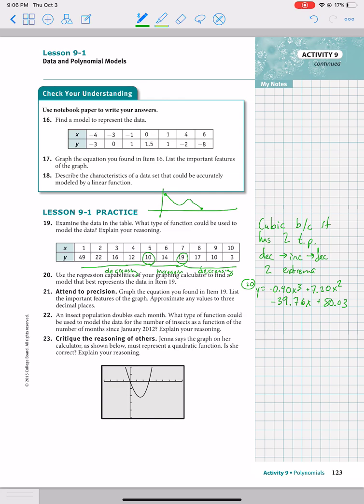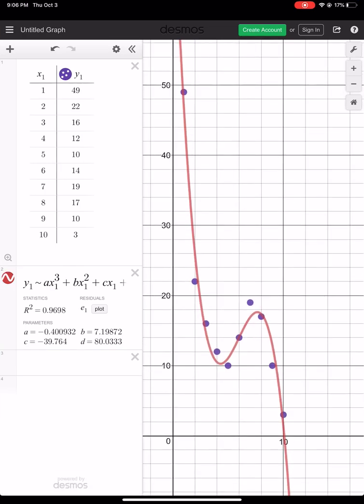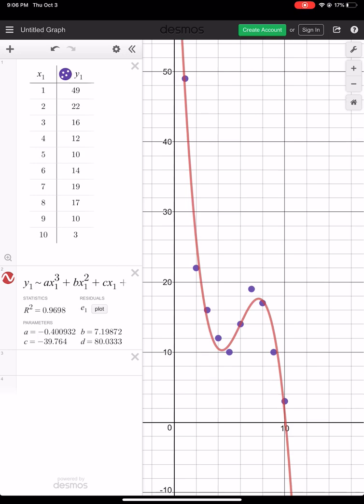And then for number 21, it says graph it and then list the important features. So Desmos, being Desmos, automatically did it for us, but in your graphing calculator, you would just have to actually type it in. Make sure on your graphing calculator you turn stat plot on, and then we can go to zoom stat for it to auto fit our window. If we wanted to start talking about our key features here, we could get into a lot of information like domain and range, but we're just talking here about x-intercepts, y-intercepts, and any extrema.